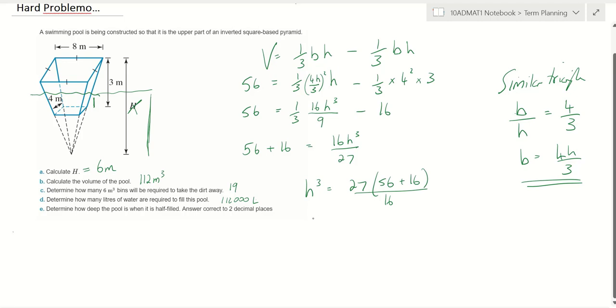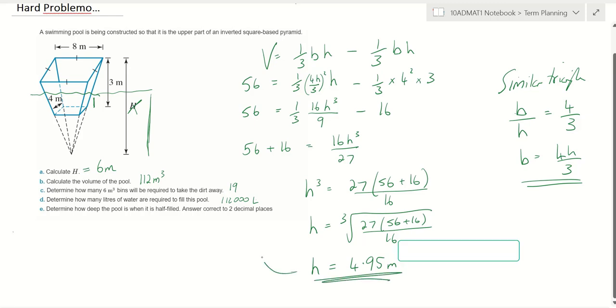Then I'm going to get rid of this cube, so cube root. Now the power 1/3 would also get rid of it. And then when I'm at this point, what I'm going to do is put all of this in a calculator. I'm going to see that the height is 4.95 meters, not meters cubed, just meters.